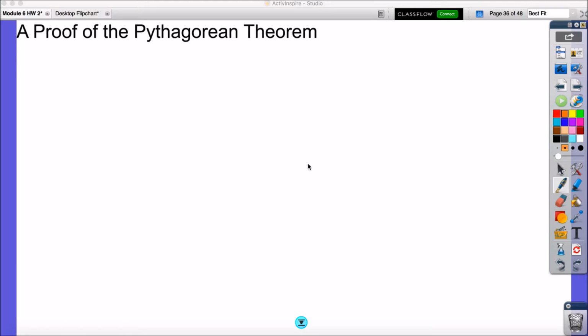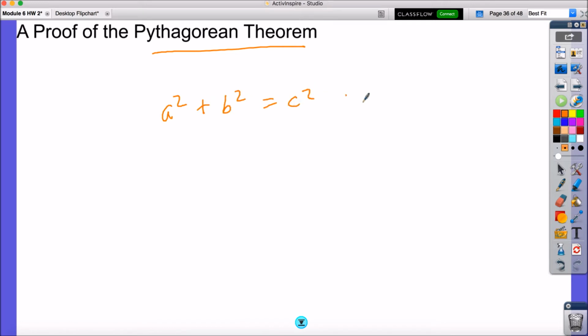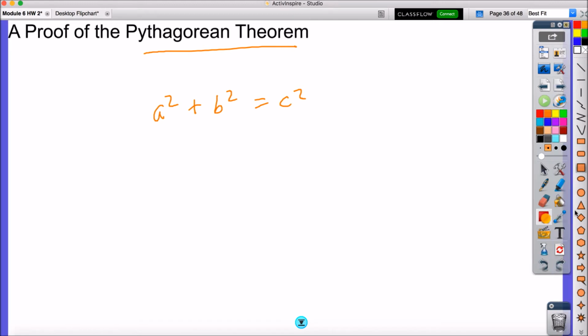Hey guys, today what we're going to be doing is looking at the proof of the Pythagorean Theorem. So as a reminder, what is the Pythagorean Theorem? The Pythagorean Theorem is a squared plus b squared equals c squared. And this is used to find the sides of a right triangle.